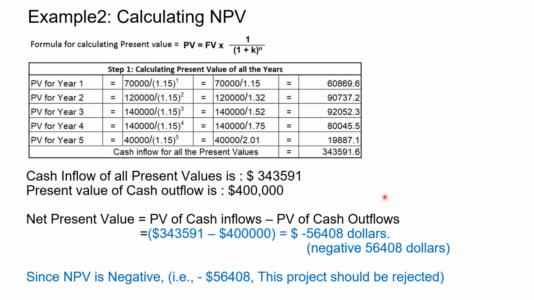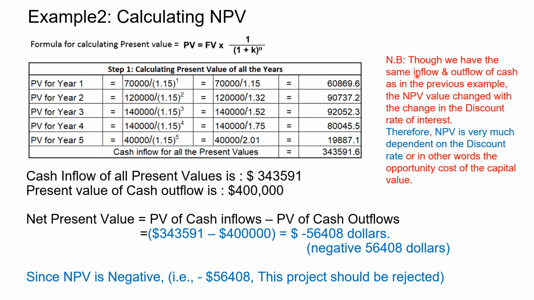If we consider this, the present value of cash inflow is less, and the present value of cash outflow is already given in the question, that is 4 lakh. If we subtract those, we get a negative value. We have to reject the project now.